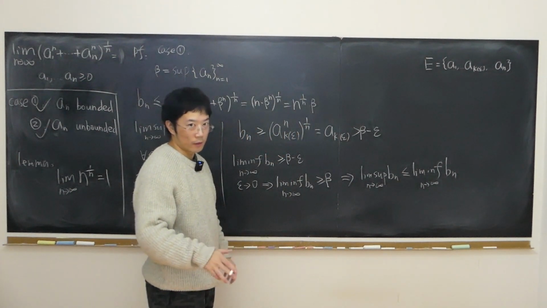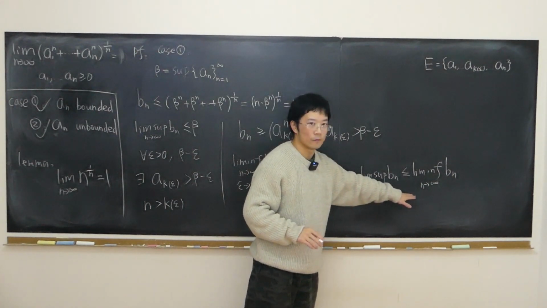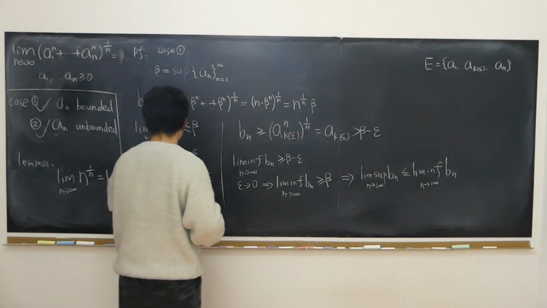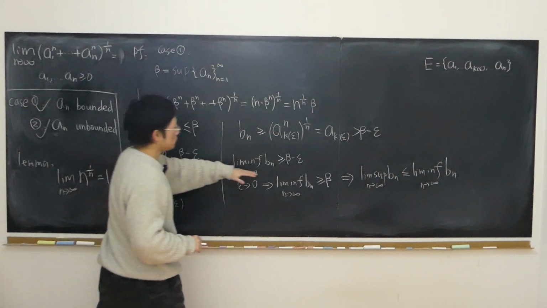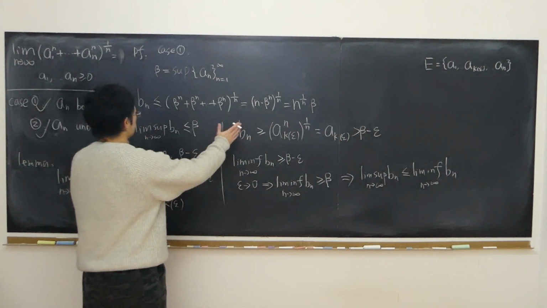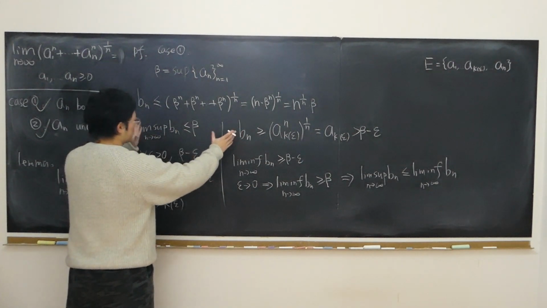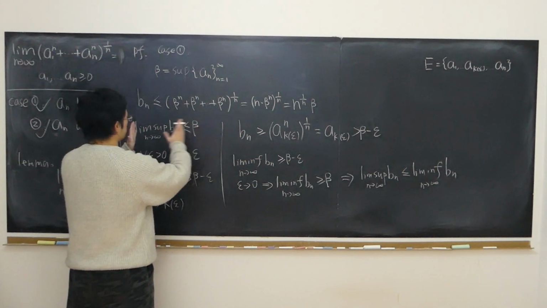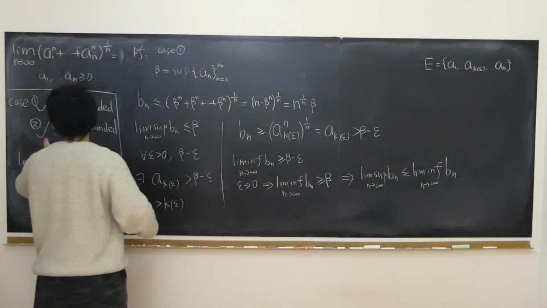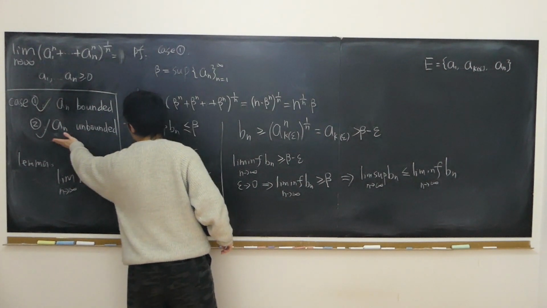Equal to the limit. There actually is a limit, because lim sup equals lim inf equals beta. Right? Lim sup and lim inf are equal to each other. Beta is squeezed in between. Therefore, those two constants are equal. Beta, beta, beta. The limit is beta. Case number 1 is now proven. Now move on to case number 2.